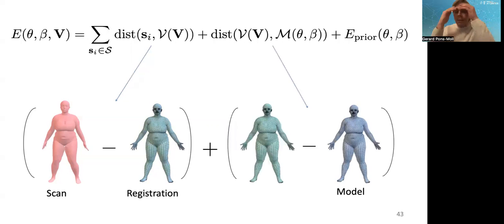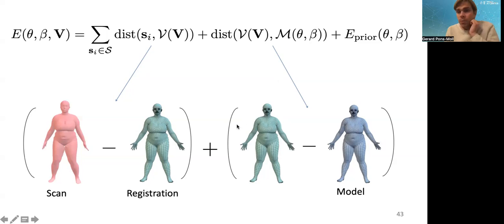So what you can do is something in between. You can optimize the pose and shape of the simple model, and in addition, optimize these vertices such that you want the registration mathcal V to be as close as possible to the scan, while at the same time, this registration should remain close to the model. And you basically optimize all together, the vertices V together with the pose and shape parameters.